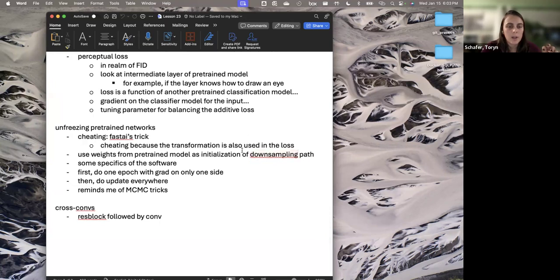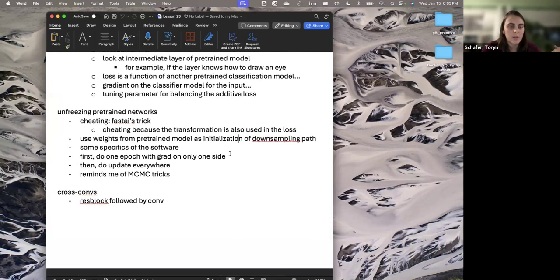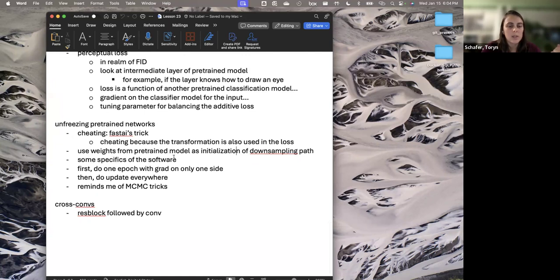So how it works, I actually thought this was pretty clever. You use the weights from the pre-trained model. So we have the classification model, right, which is sort of going down in dimension from an image to one label. So you use these weights from the pre-trained model as an initialization of your downsampling path. So hopefully it gives a catalyst to your new model, saying this other model must have already learned something.